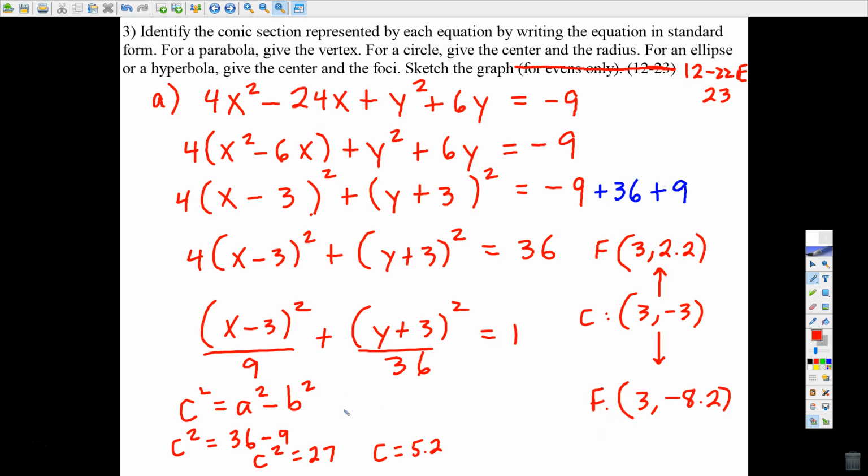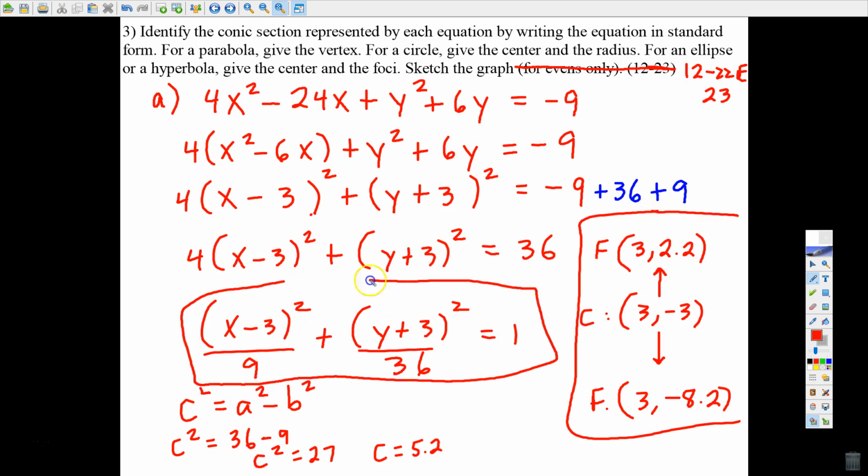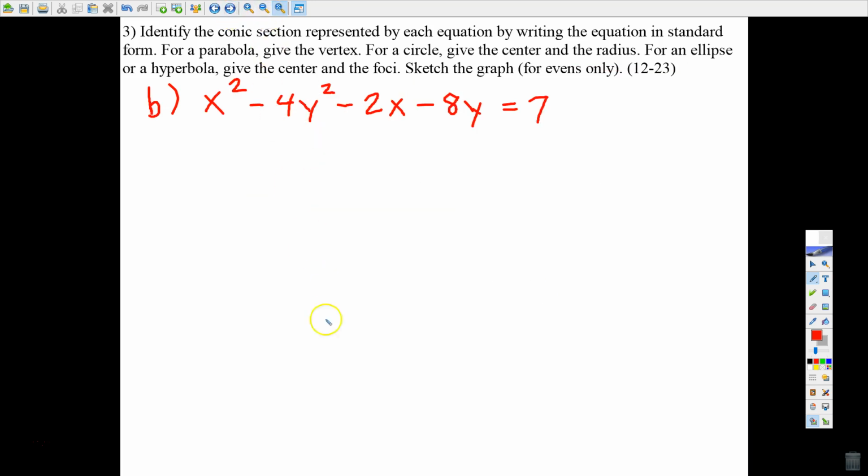So my two focal points, foci, are here. And that's my final answer. I got the equation in standard form, I found the center, and I found the foci. Okay, so I'll just block this off. If you want to write it like this, that's okay. And here is my equation. Okay, let's do one more of those.